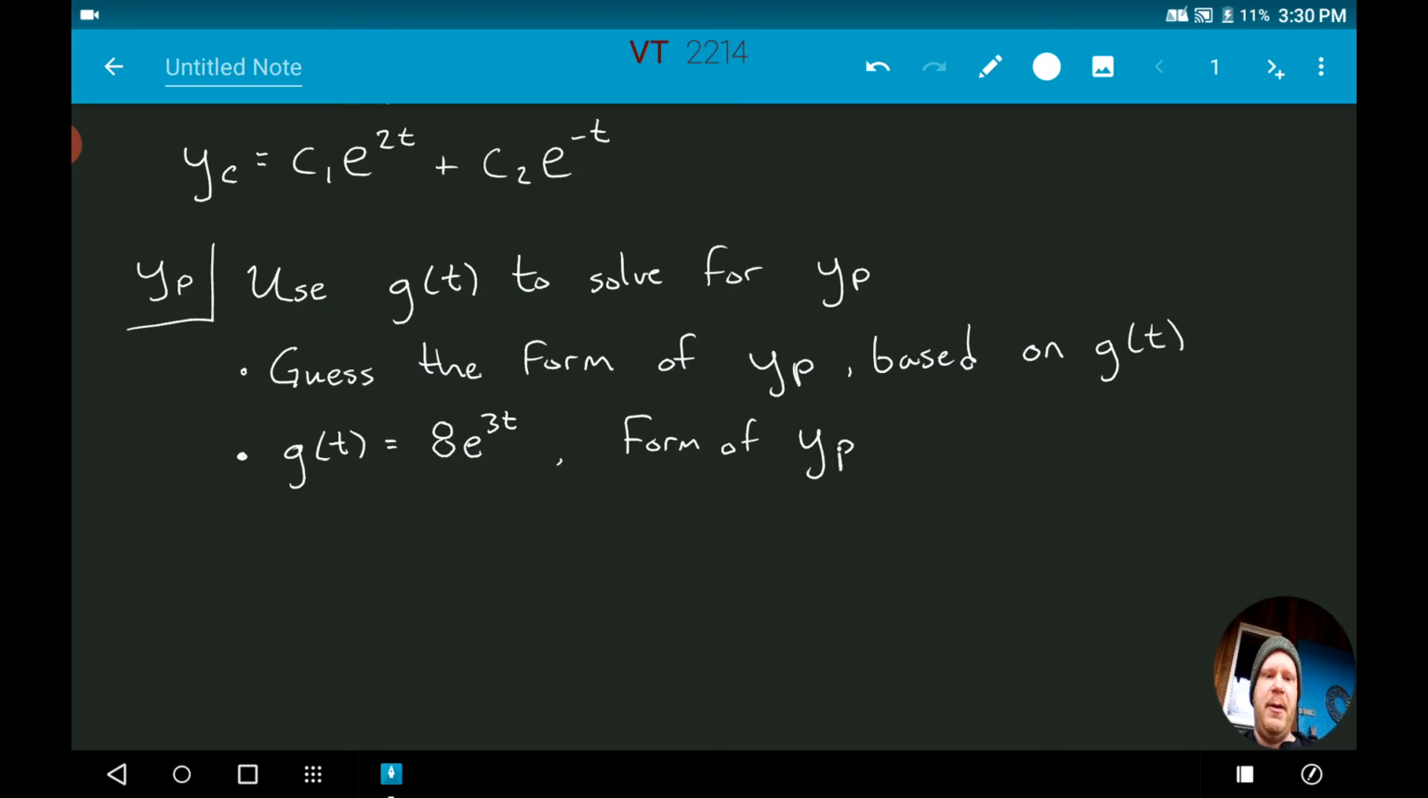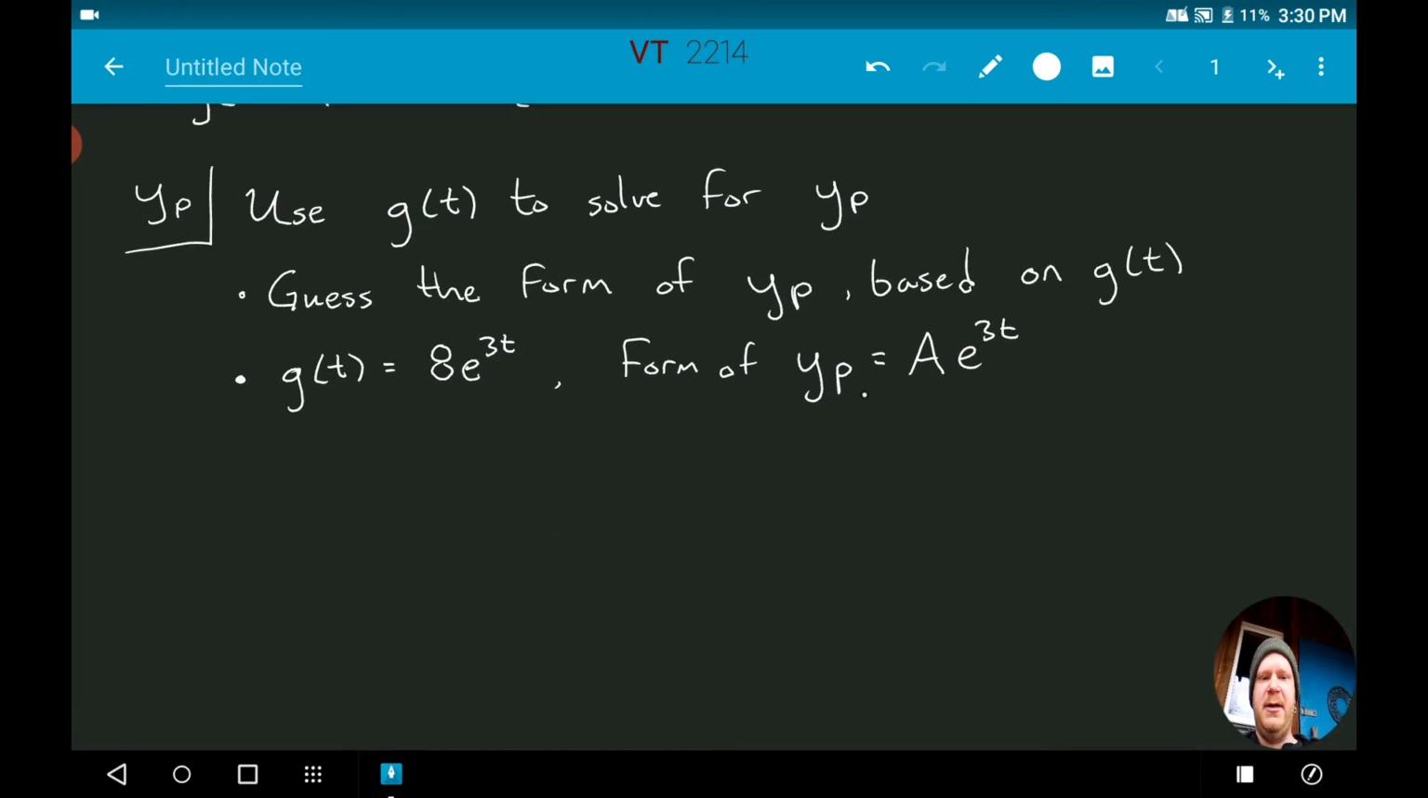So I'm going to say that the form of my particular solution, I'm just going to guess that it's going to look like that. The process is a little bit more complicated than this. Like I said, I'll have a whole video about how to get this form right, so you don't have to guess. You'll just be able to figure out the correct form. But let's just assume that yp is equal to a e to the 3t, some constant times e to the 3t.